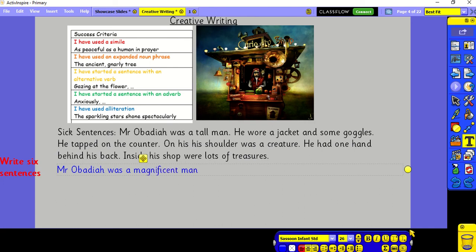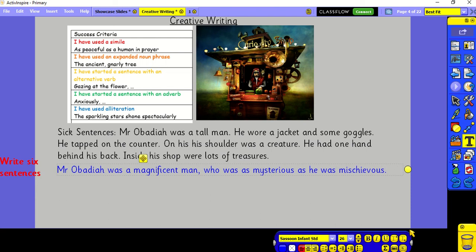And I'm going to extend my sentence now and make it longer. Who was as mysterious as he was mischievous. So Mr. Obadiah was a magnificent man who was as mysterious as he was mischievous.